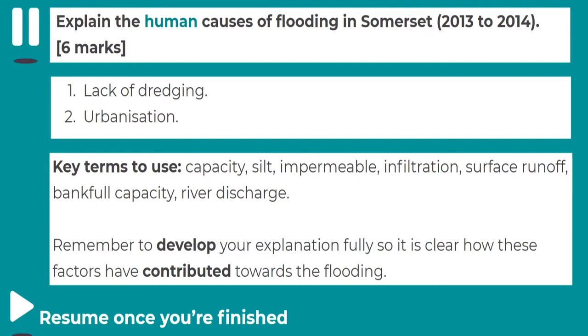So I would like you to please write an answer to this question, but make sure that you include the key terms in the box at the bottom: capacity, silt, impermeable, infiltration, surface runoff, bank full capacity, and river discharge. And remember that you need to develop your explanation fully so it is clear how these factors have contributed towards the flooding. So what part did they play in the flooding of Somerset in 2013 to 2014?